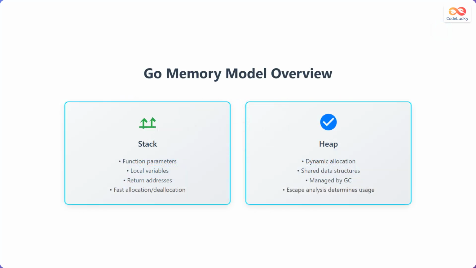Let's explore the Go memory model. Memory is primarily divided into two parts, the stack and the heap. The stack is used for function parameters, local variables, and return addresses. It offers fast allocation and deallocation. The heap, on the other hand, handles dynamic allocation, shared data structures, and is managed by the garbage collector. Escape analysis determines whether a variable should be allocated on the stack or the heap.